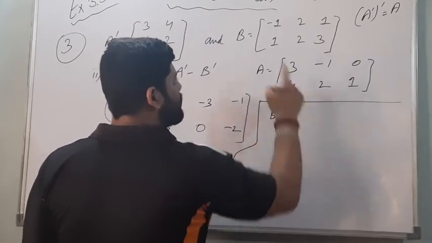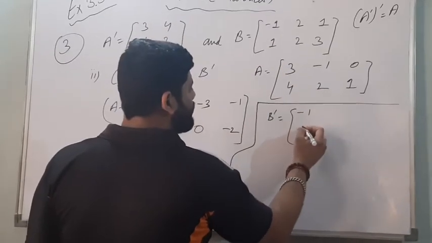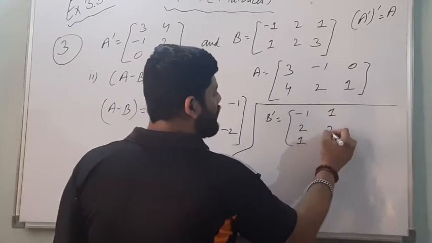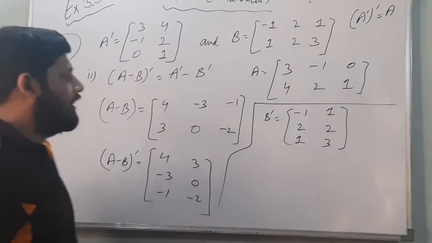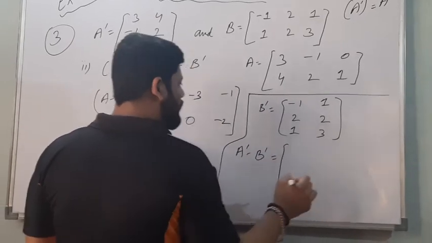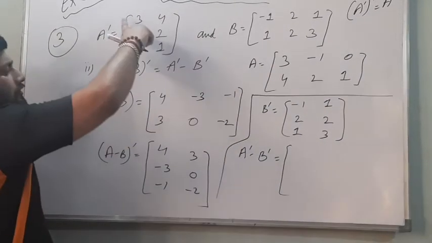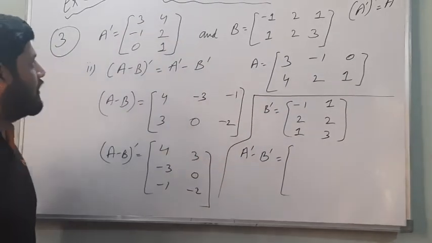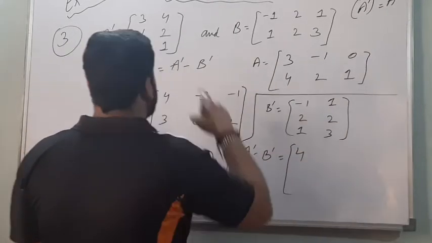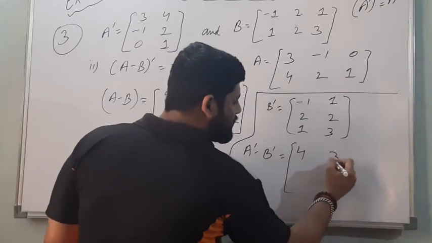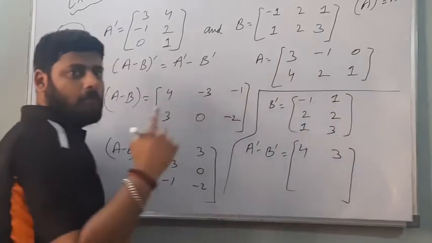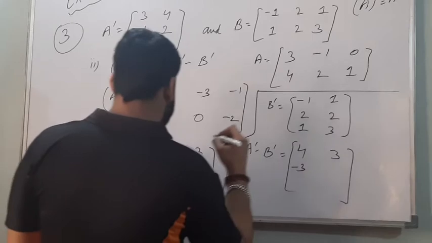So B transpose will be, what will B transpose be, again rows to columns, -1, 2 and 1 and here 1, 2, 3 has come. Now what we'll find, we'll find A transpose minus B transpose. So now I am subtracting this from this, so 3 minus -1, minus minus becomes plus, minus minus is plus, so 3 + 1 is 4, 4 - 1 is 3. Now -1 and -2, minus is plus, -1 and -2 converts to -3.